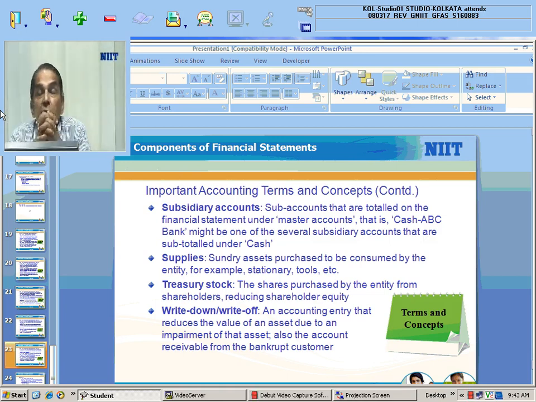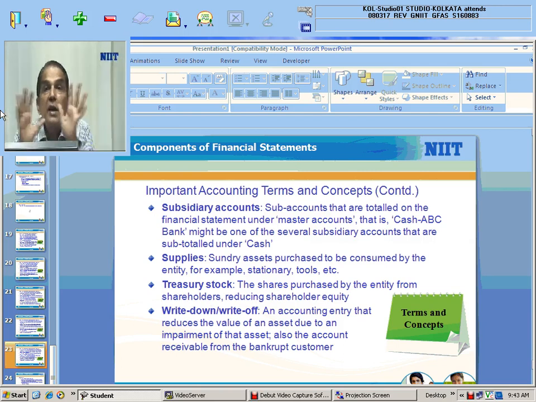So write down and write off, these words are used. Write off means if the inventory has no value, supposing you look at the inventory and found it has no value, it cannot be sold in the market. Then you have to write off the entire thing. So entire 50 lakhs have to be written off.